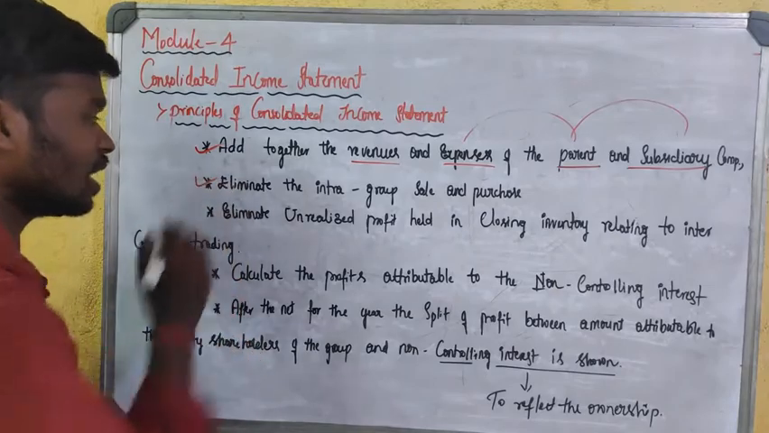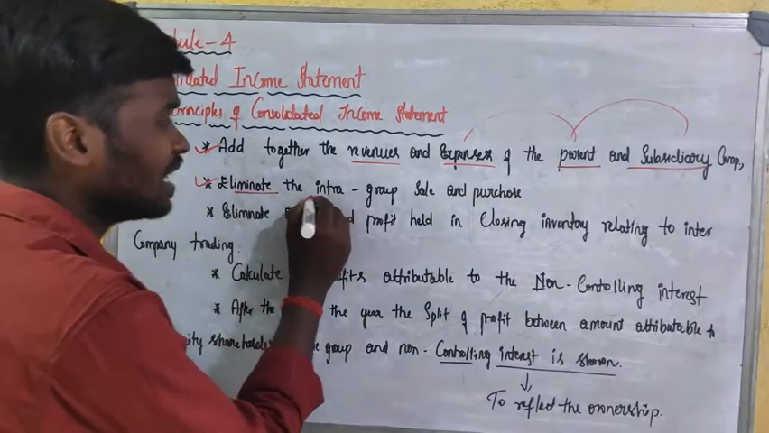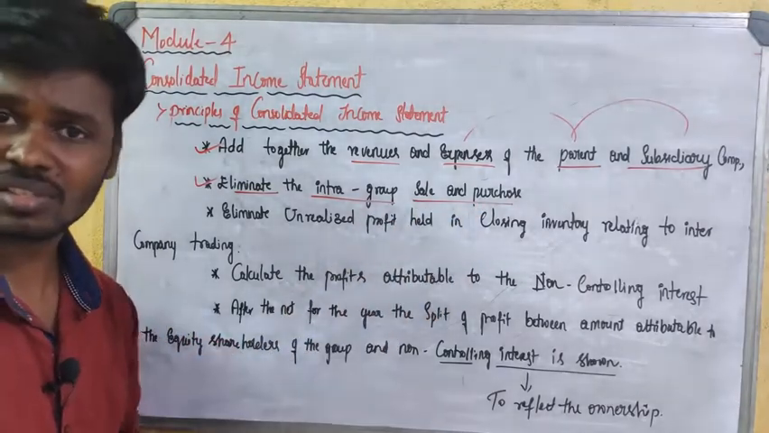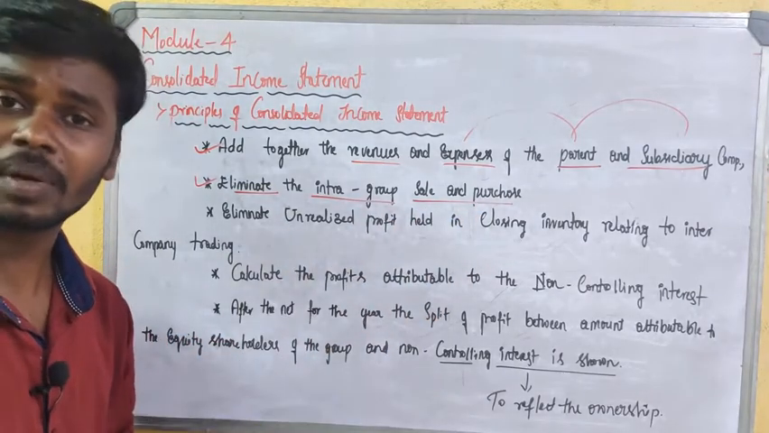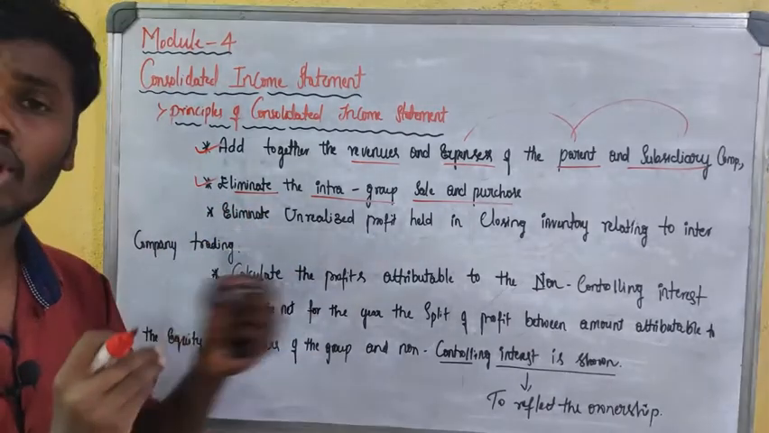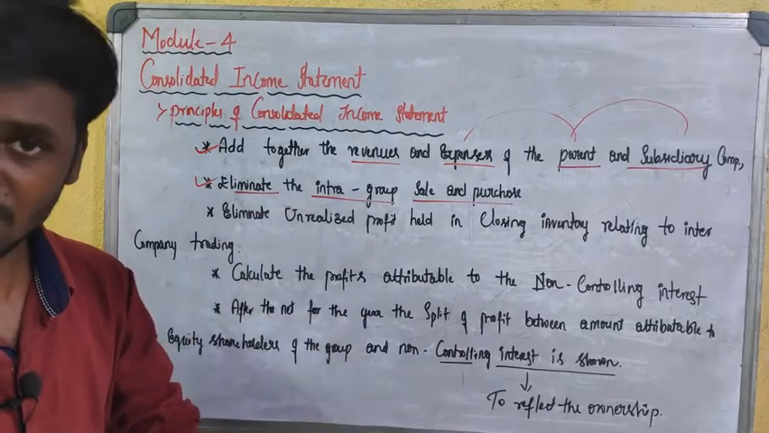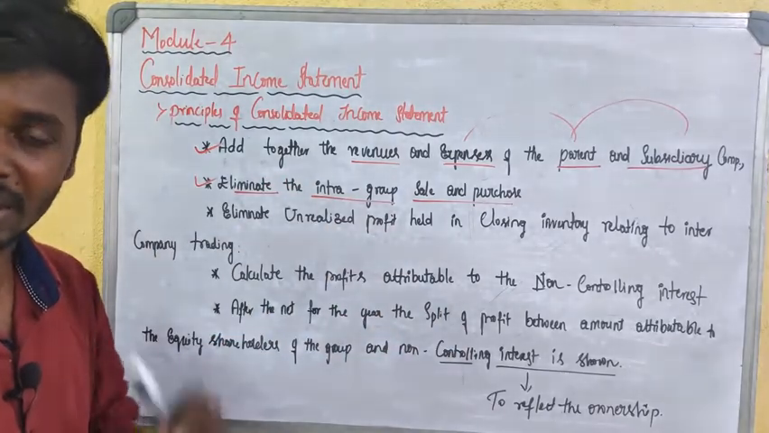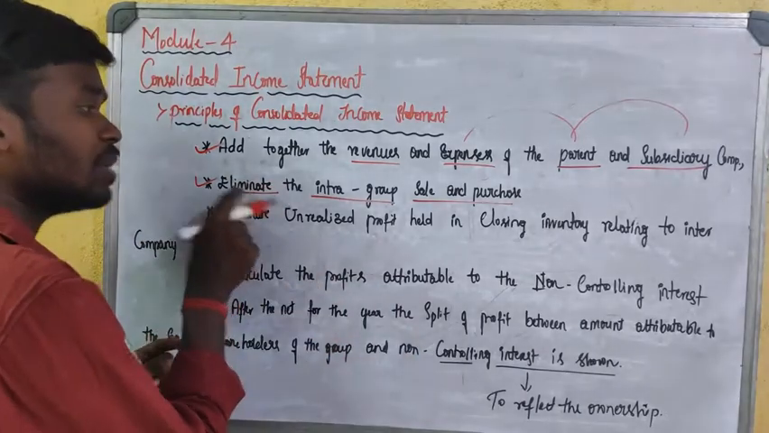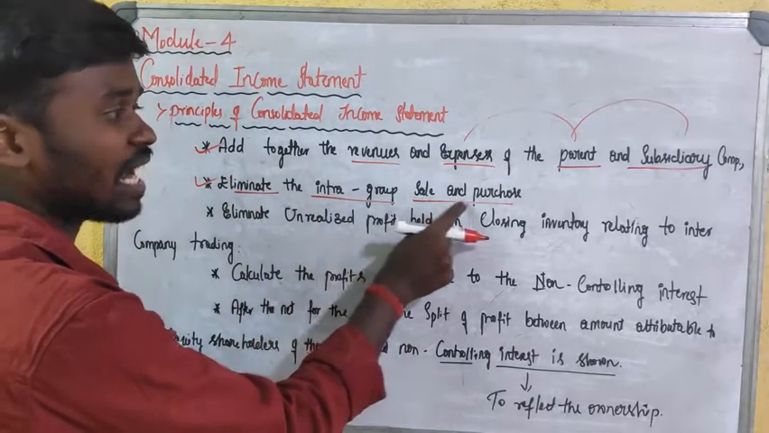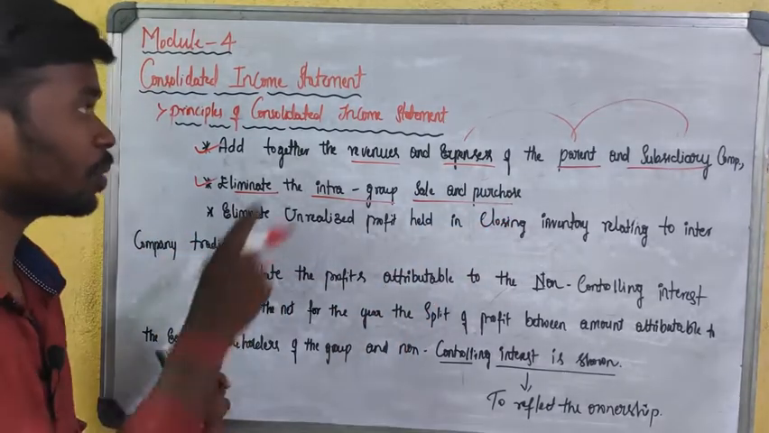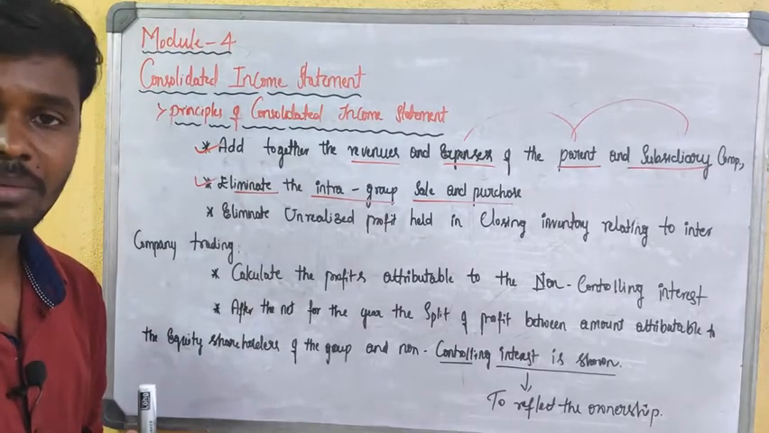The second one: eliminate the intra-group sales and purchases. These sales and purchases relate to debtors in one company and creditors in the other, so these intercompany transactions affect debtors in one company and creditors in the other. Similarly, bills payable and bills receivable. So we eliminate the intra-group sales and purchases, that is, intercompany transactions, while preparing the consolidated income statement.